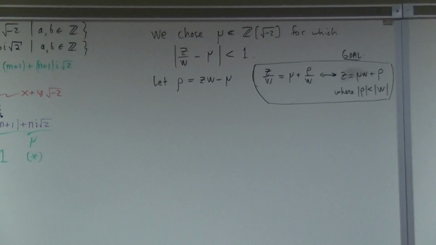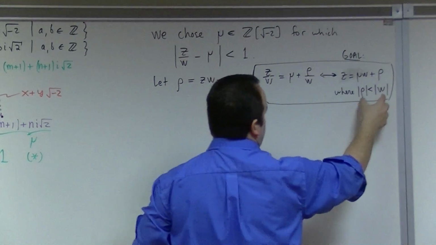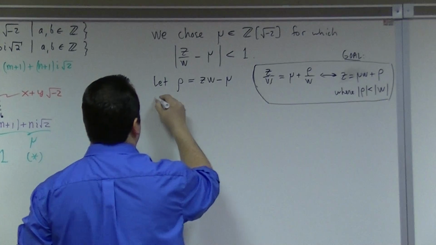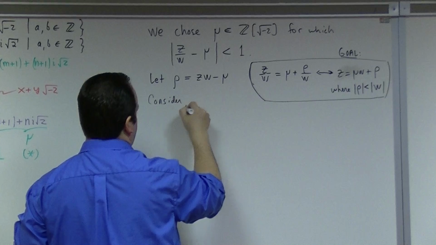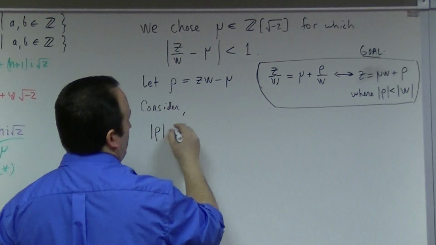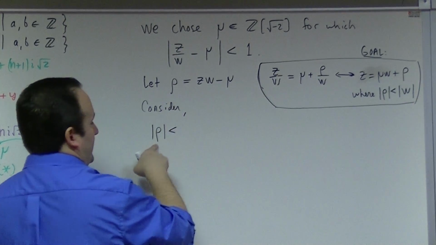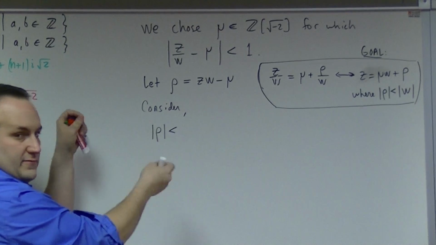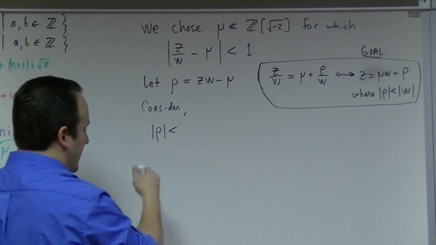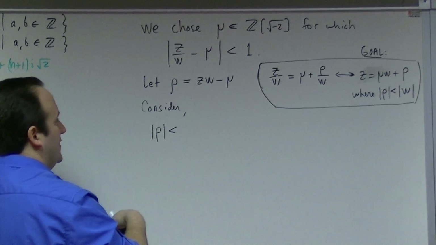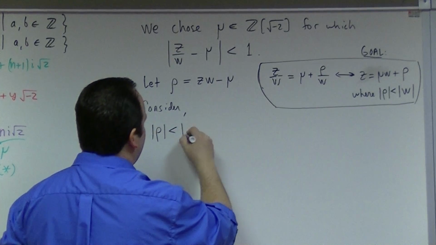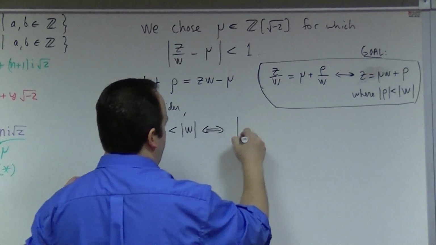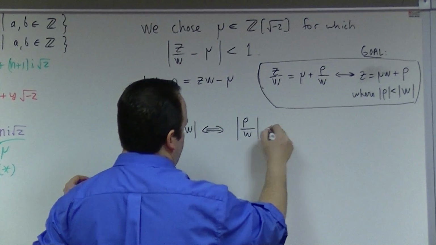Now what do I need to show? I need to show that the size of the remainder is less than the size of the dividing number, right? So let's look at that. The magnitude of rho, that's the value in the complex plane, right? So this is actually the modulus. It's the distance, the length of rho looked at as a complex vector. This less than w is equivalent to what? That's the same as rho over w less than 1, right?